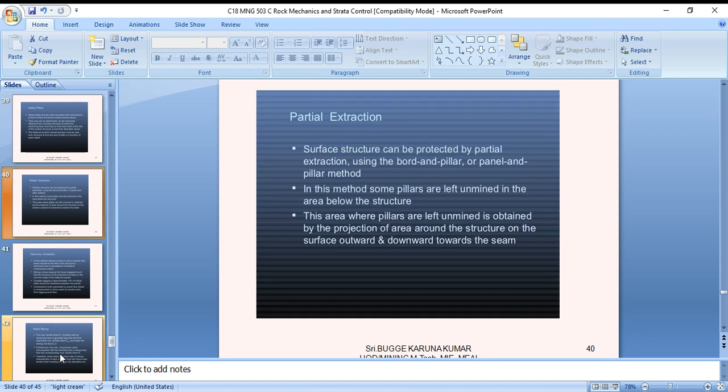So, partial extraction. A surface structure can be protected by partial extraction, using board and pillar or panel and pillar method. In this method, some pillars are left unmined in the area below the structure. The area where the pillars are left unmined is obtained by the projection of the area around the structure on the surface outwards and downward towards the seam.